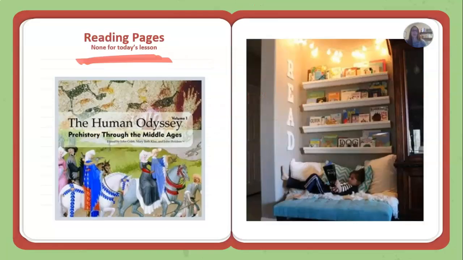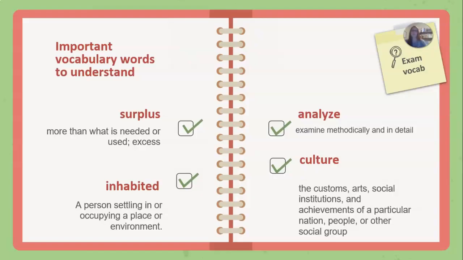And again, just to recap, there are no reading pages for today's lesson. Important vocabulary words to understand: surplus, more than what is needed or used, excess; inhabited, a person settling in or occupying a place or environment; analyze, examine methodically and in detail; and culture, the customs, arts, social institutions, and achievements of a particular nation, people, or other social group.